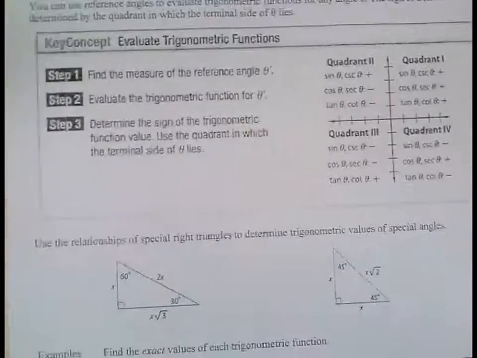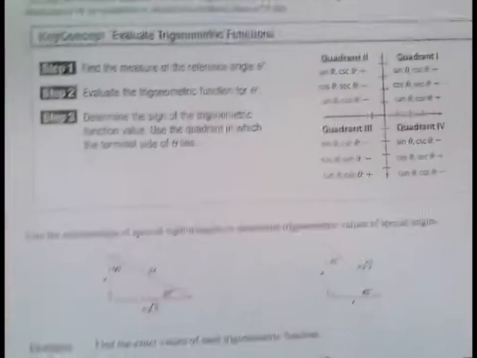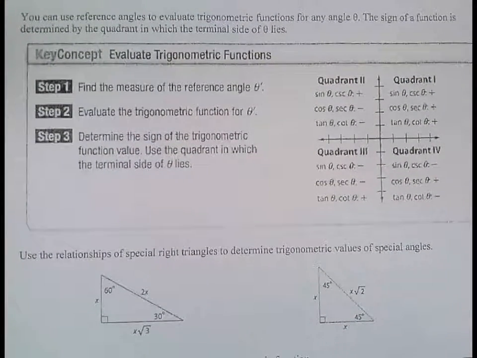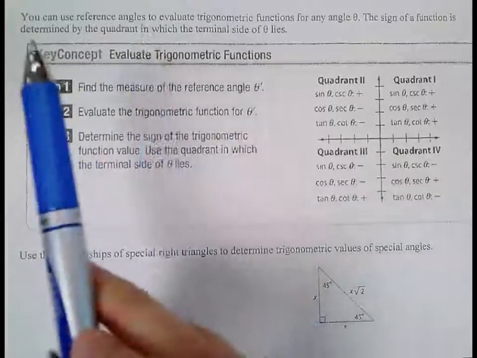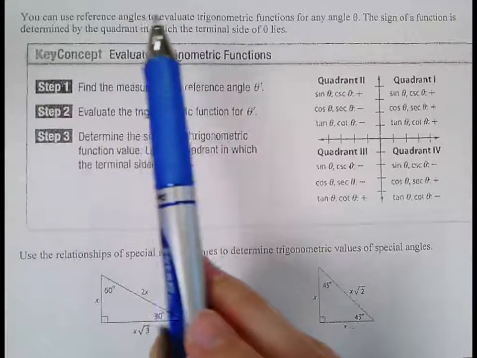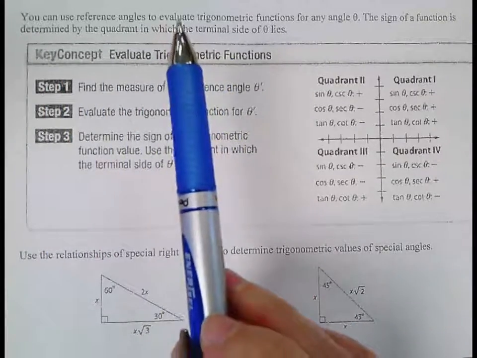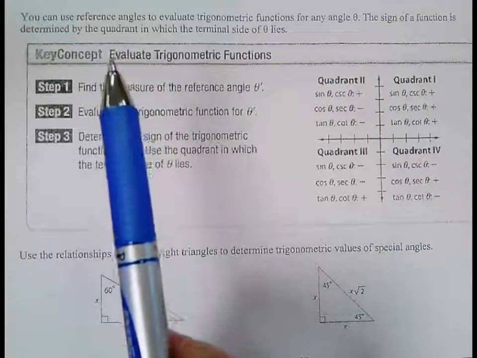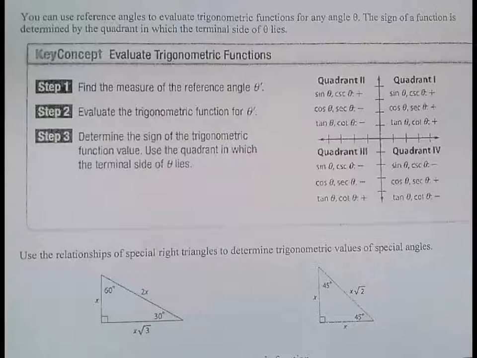Okay. We are still going to be finding reference angles for the next examples, but we're going to be doing more with those. So we have looked at finding values of trig functions using reference angles, even though we didn't talk about them as reference angles before. But as it says on top, you can use reference angles to evaluate trig functions for any angle theta. The sign of a function is determined by the quadrant in which the terminal side of theta lies.